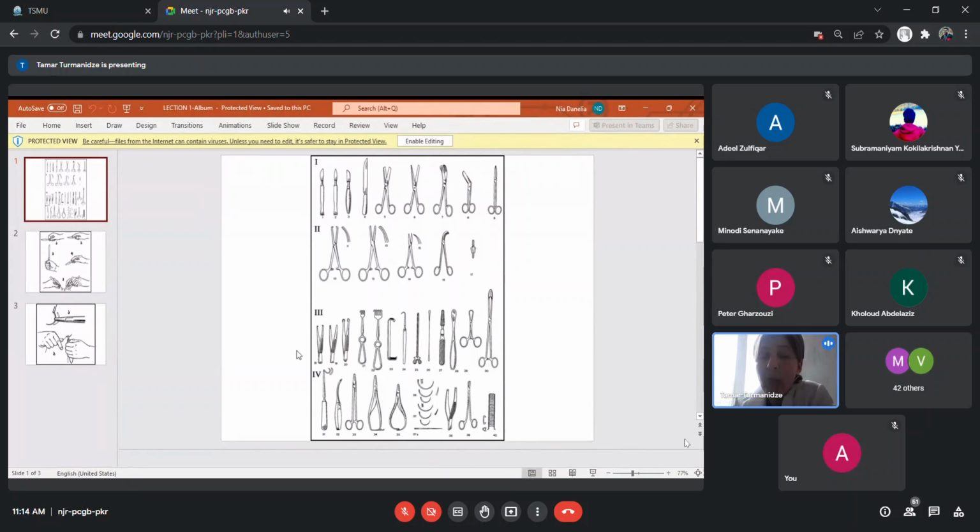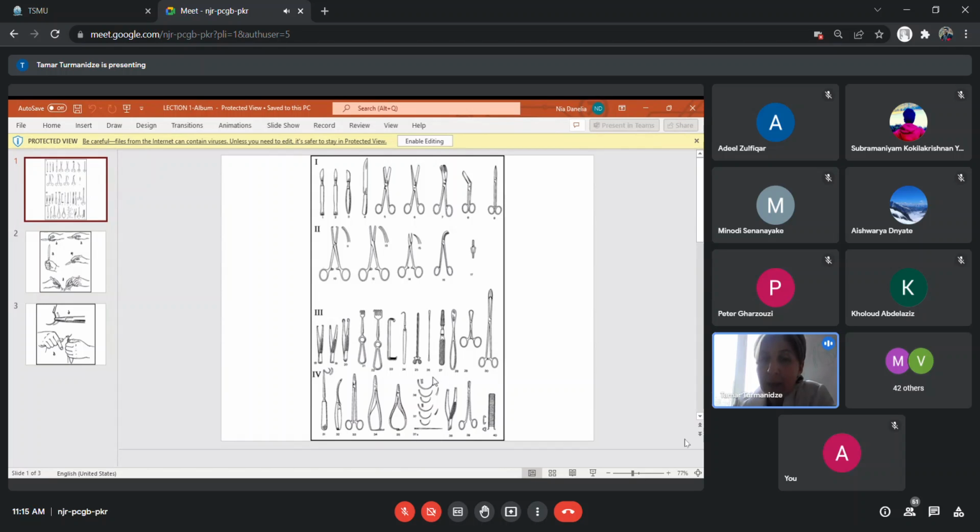So I repeat, the assisting instruments include which instruments? Forceps, retractors, hooks, probes, and assisting clamps. The fourth group of the main surgical instruments is used for suturing the tissues. For suturing of the tissues, we need needles, needle holders, and threads.